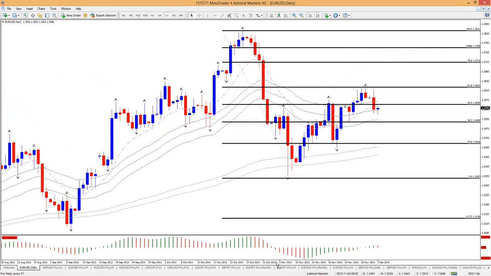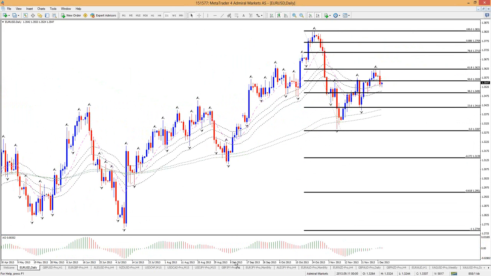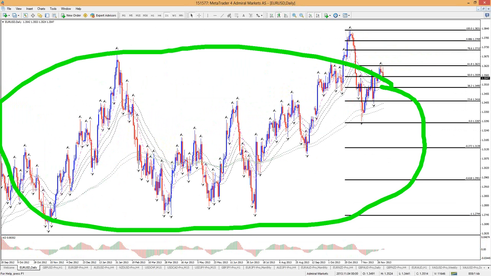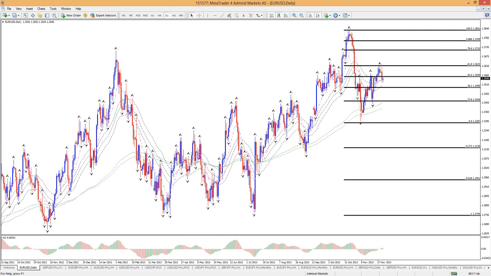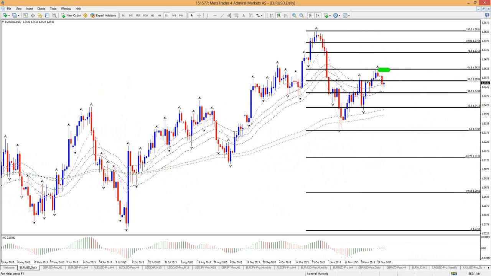So this is the daily chart. When we look at the moving averages, we can see prices above them for the most part, but in its entirety, just as the monthly was saying, quite choppy. Yesterday was quite a bearish day as well, right in here.